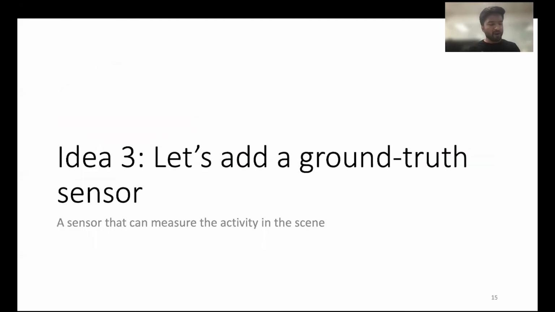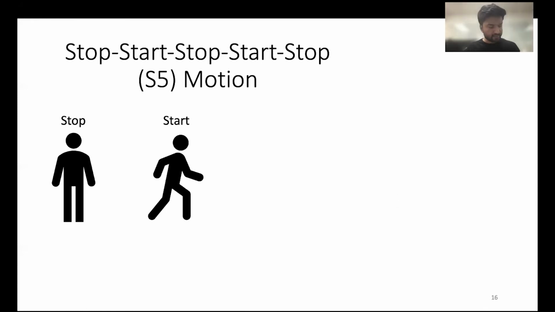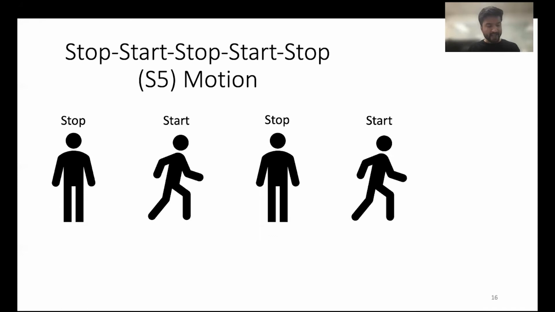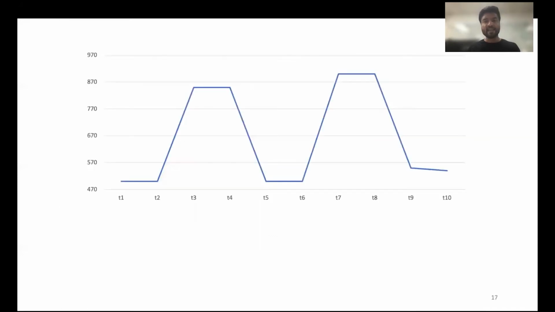This leads us to our third idea. We need to find out what the ground truth is in order to truly ascertain if the network traffic changes are indeed in response to my activities. So we go into a room and stand stationary for some time. Then we start doing some activity, in this case, jumping jacks, and then stop again. Finally, we do this activity again and stop again. This is called stop, start, stop, start, stop, or the S5 motion.